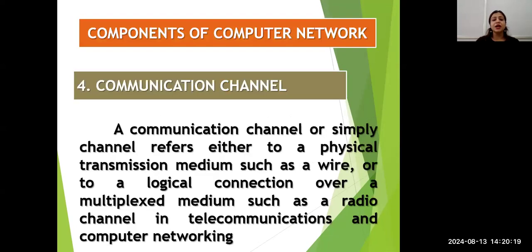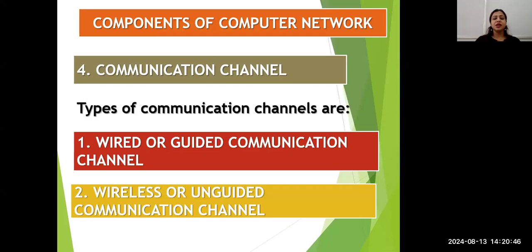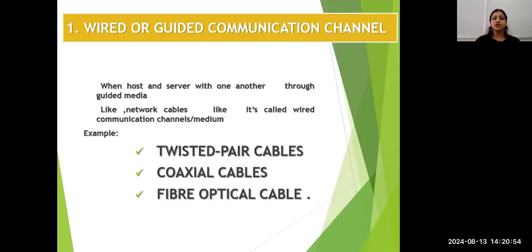Communication channel. We know that if we are transmitting data, we need communication between them. Communication means there is a wired or wireless channel between transmitter and receiver. A communication channel, or simply a channel, refers either to a physical transmission medium such as a wire, or to a logical connection over a multiplex medium such as a radio channel in telecommunication and computer networking. Communication channels are of two types: wired or guided communication channel, and wireless or unguided communication channel.